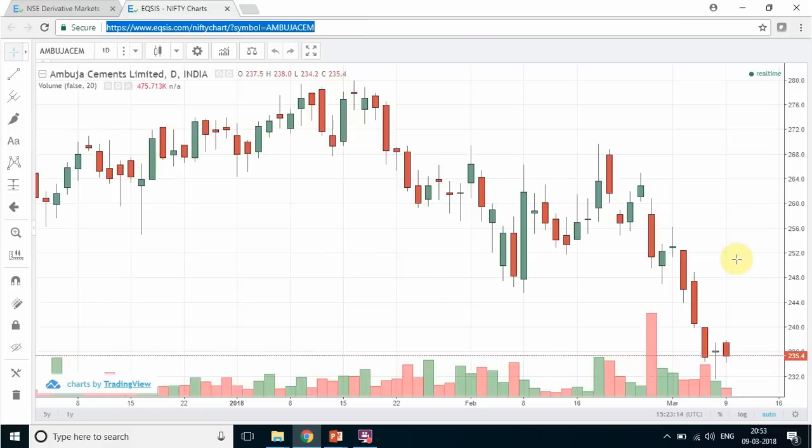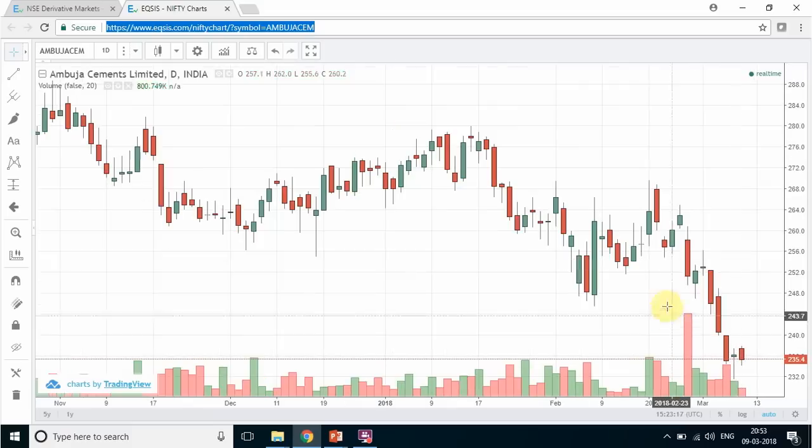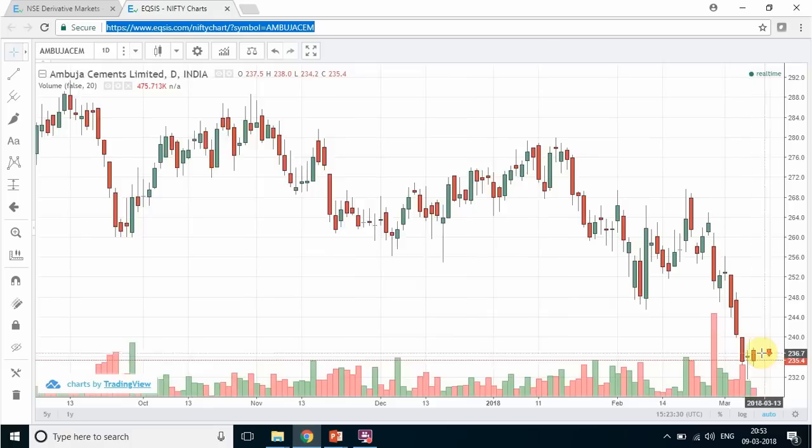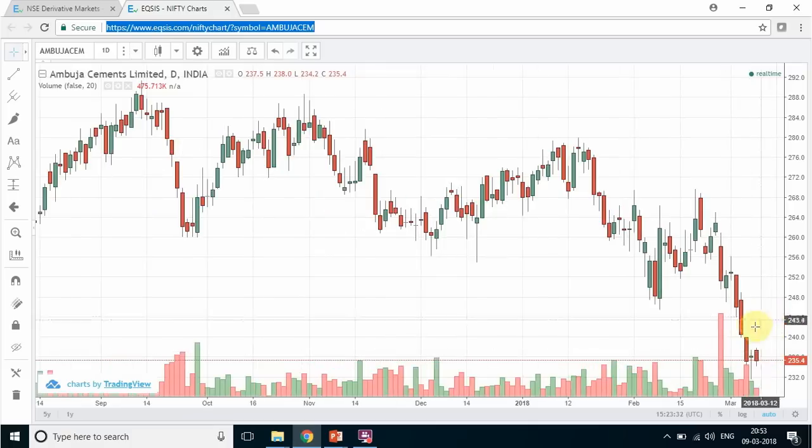Yeah. Okay, now look at this one, 245. This is the level. You see there was strong support given, but the stock has just gone below. Just because it has gone below, you see the further weakness continuing. Okay, now going forward, what is expected with respect to Ambuja Cements? Yeah, the stock can actually bounce, but still it is expected to take resistance around 245.